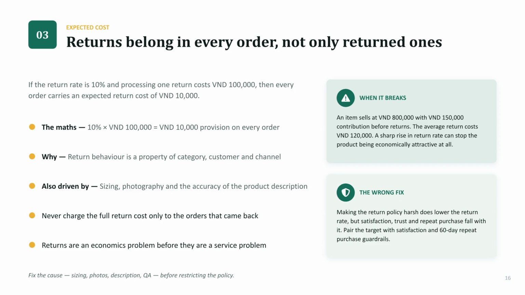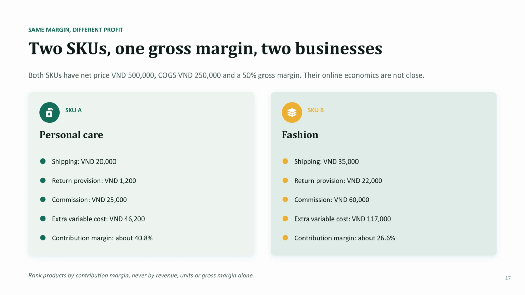Next, consider returns. They aren't just for returned items. Every order carries an expected return cost. Fix the underlying causes like poor sizing or photography, rather than just tightening your return policy. Here we compare 2 products with the same gross margin. Despite sharing a 50% margin, their actual contribution margins vary significantly due to differences in shipping and return costs.